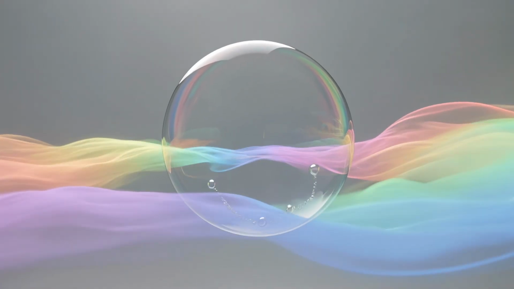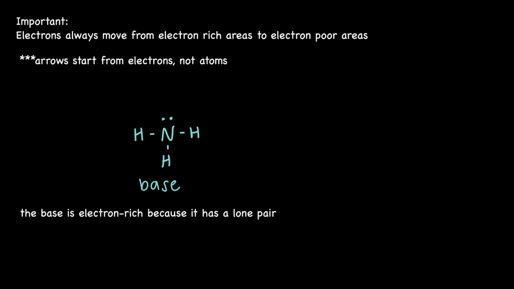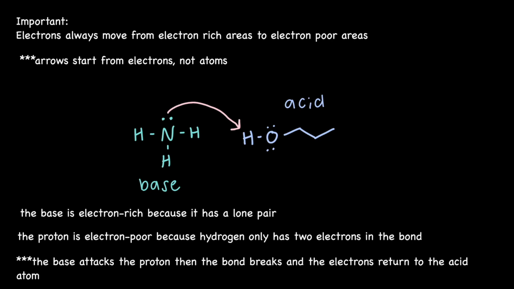This is extremely important. Electrons always move from electron-rich areas to electron-poor areas. That means arrows start from electrons, not atoms. The base is electron-rich because it has a lone pair. The proton is electron-poor because hydrogen only has 2 electrons in the bond. So the base attacks the proton, then the bond breaks and the electrons return to the acid atom. That is the entire mechanism. If you understand those two arrows, you understand the foundation of acid-base chemistry in organic chemistry.